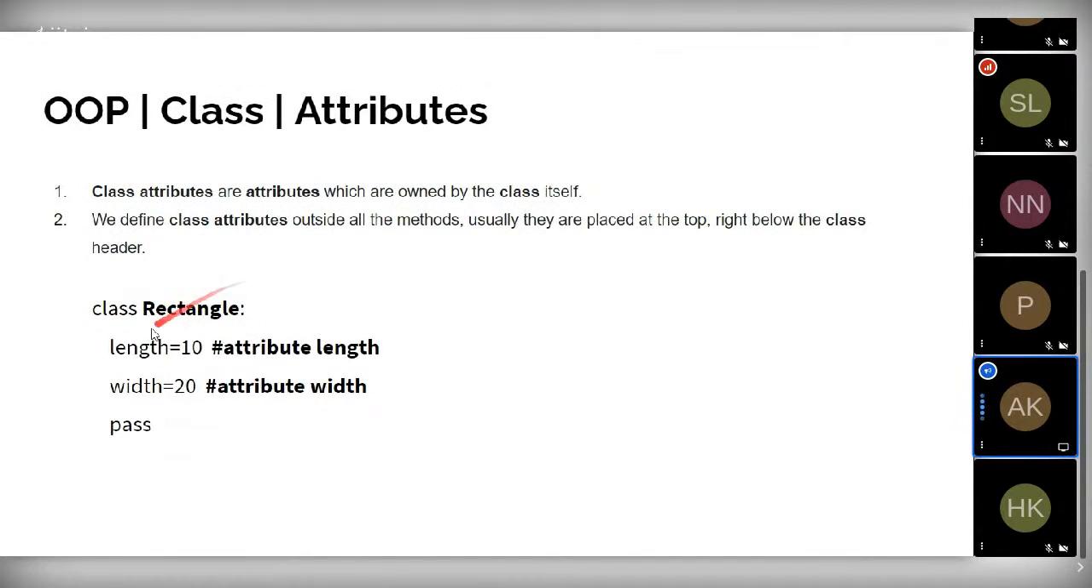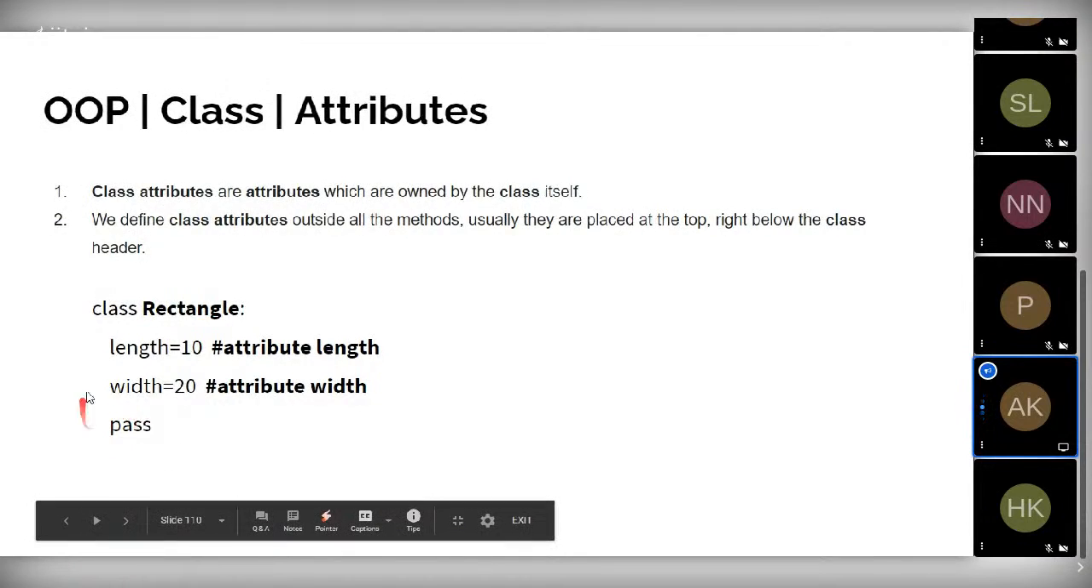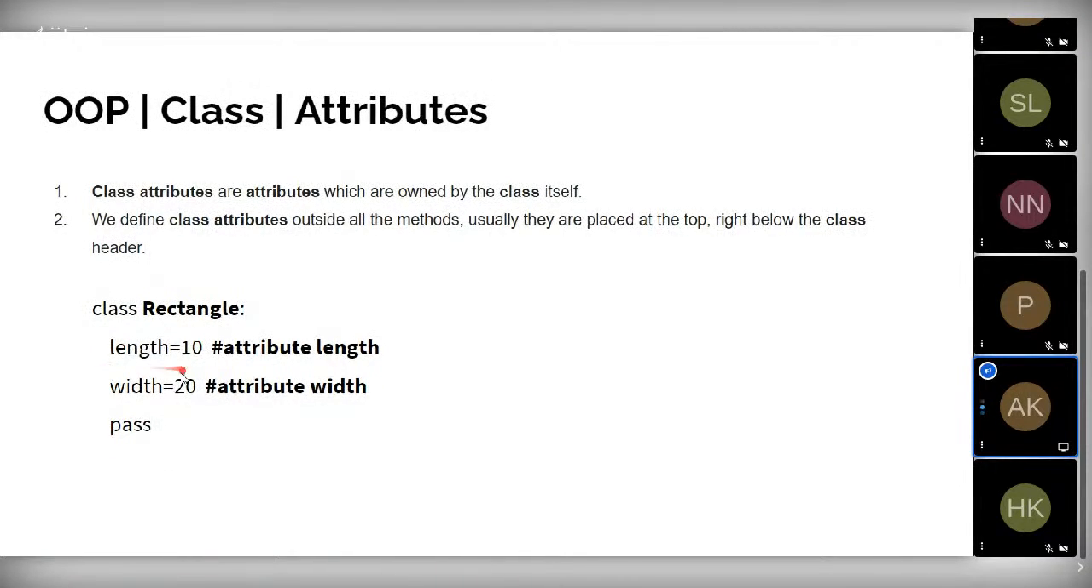So this Rectangle now has the attributes length and width. Is this clear to you? So this was our simple class Rectangle, where we were writing pass here. But we have attached two attributes: first is length, and second is width. So these are two attributes of this class Rectangle.